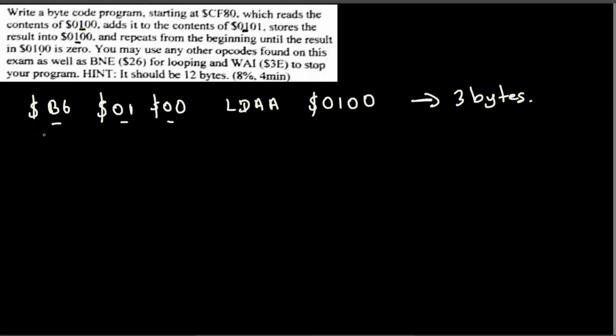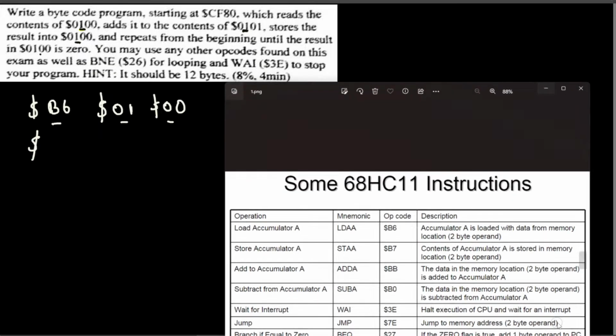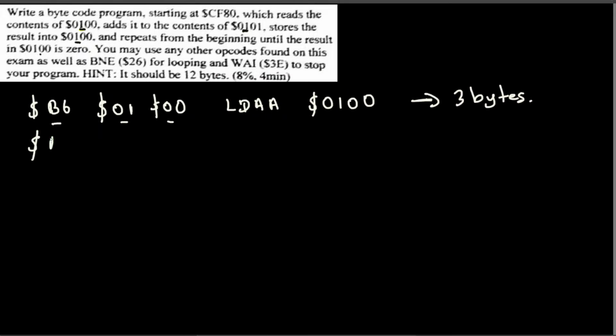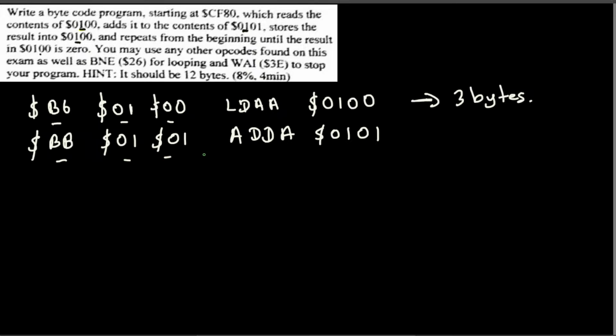Okay. Then they ask us to add it to the content of 0101. So for that we have to just add. Now to add this, this is the opcode BB, and add it to the content 0101. So I use 0101 right here. Here also, this one is a byte, totally 3 bytes.